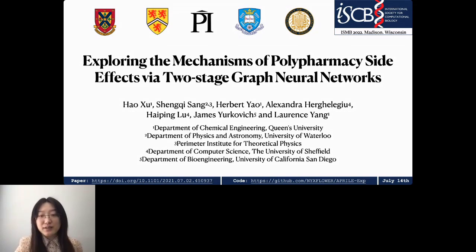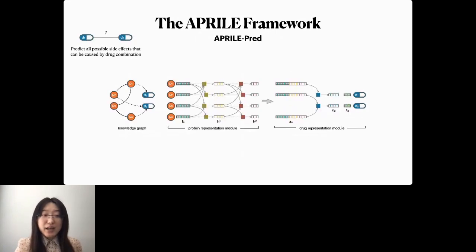Actually, the figure is composed of two modules, the APRILE predictor and explainer, for predicting and explaining, respectively. They share the same graph neural network architecture, but have different trainable parameters and objective functions, so they can be regarded as two stages of a graph neural network.